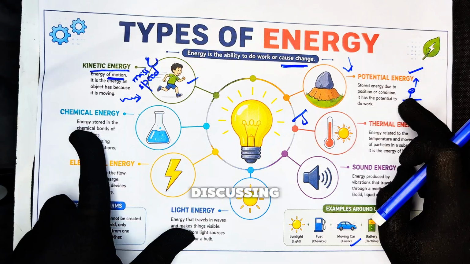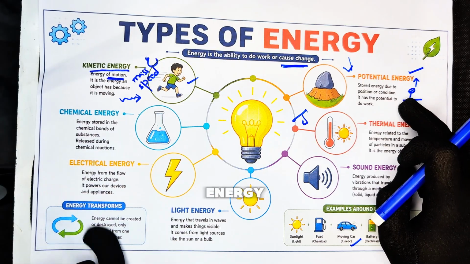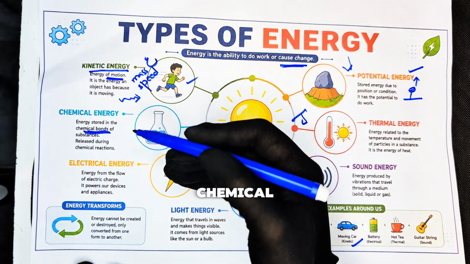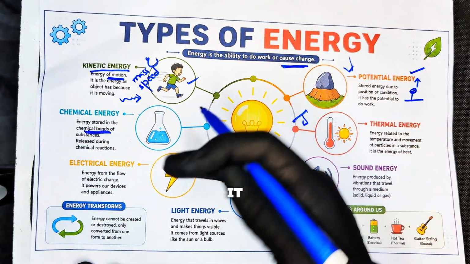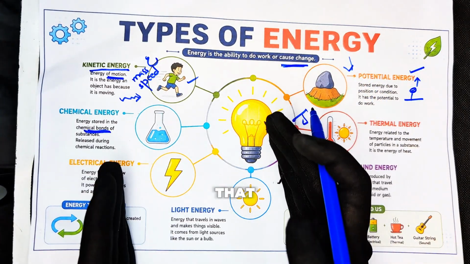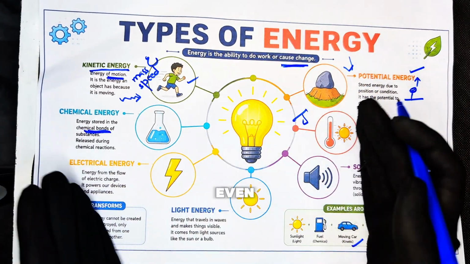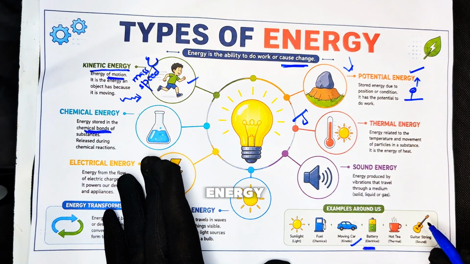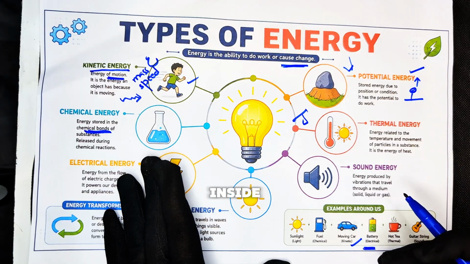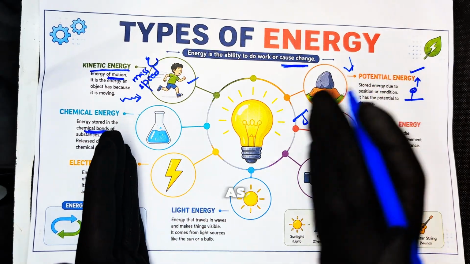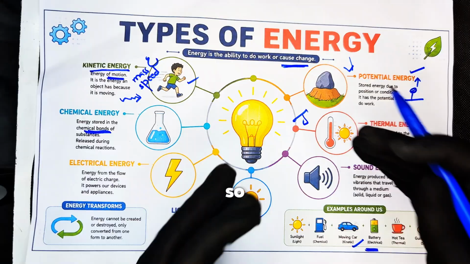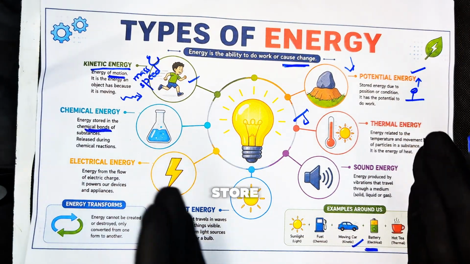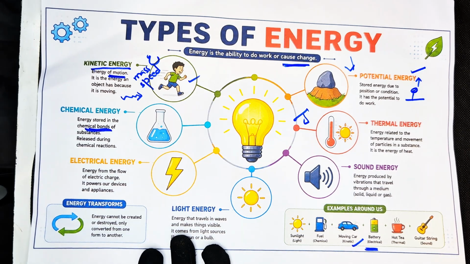Now let's start discussing chemical energy. Chemical energy is the energy stored in chemical bonds. Food contains chemical energy. When you eat food, your body breaks it down and releases energy. You then use that energy to walk, think, exercise, and even breathe. Batteries also store chemical energy. When you use a battery, chemical reactions inside it help produce electrical energy. And fuels such as gasoline also contain chemical energy. So the breakfast you ate this morning and the battery inside your phone have something in common. Both store chemical energy. Pretty interesting, right?